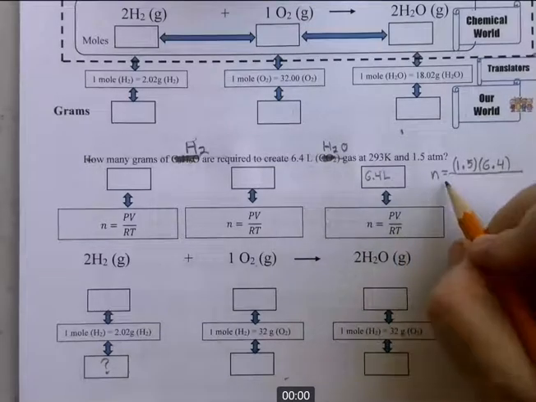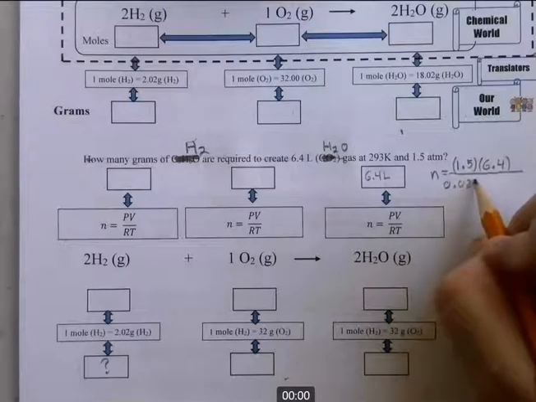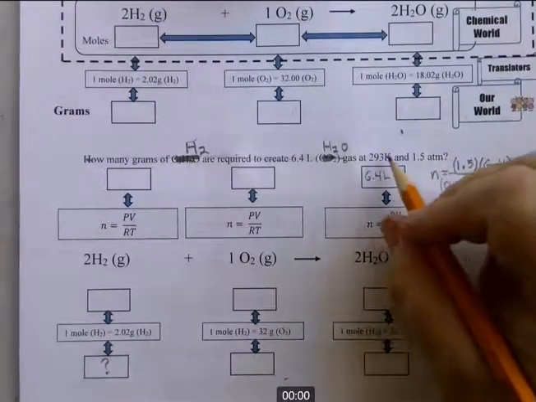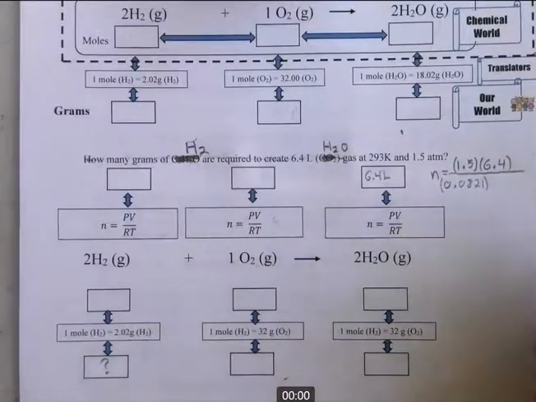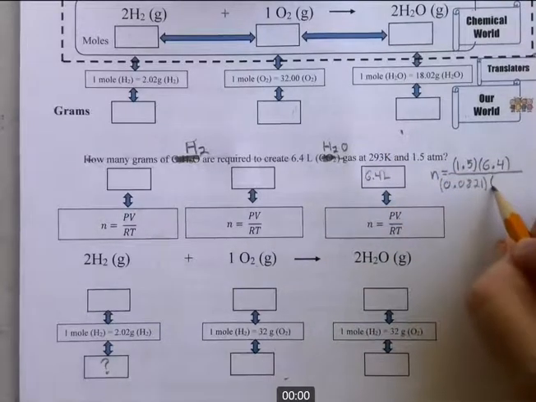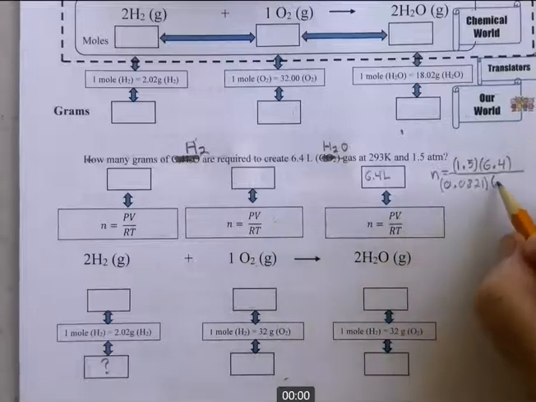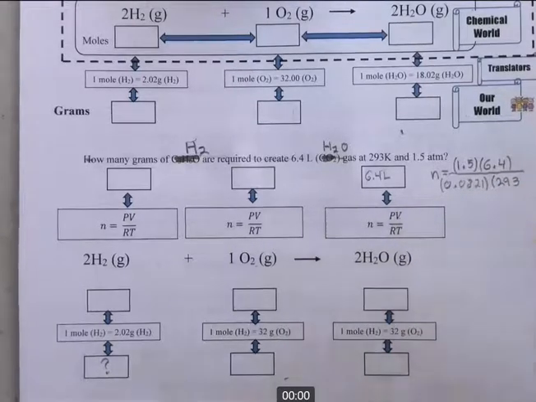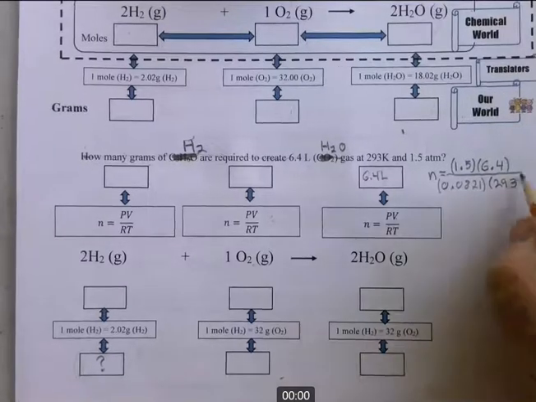Over RT. R is 0.0821 liter atmospheres per mole Kelvin, and since I'm dealing with all those units, I'm good to go. That's why I can skip the units of measure here. And temperature is 293. You've got to be sure it's in Kelvin. Okay, and when we calculate that, what we get is 0.04 moles.